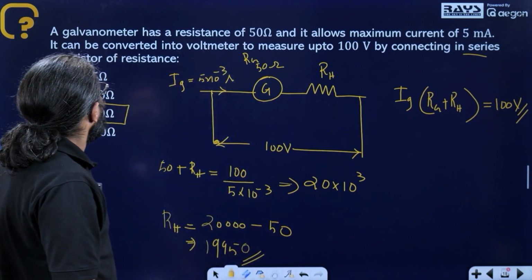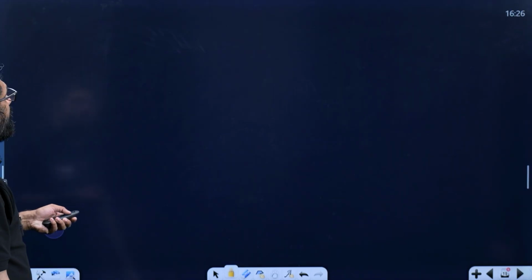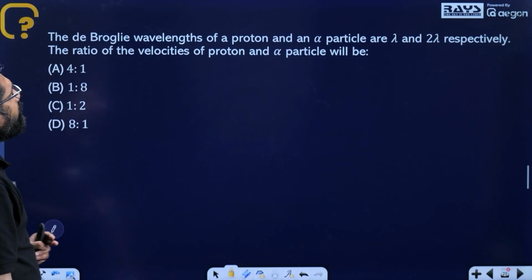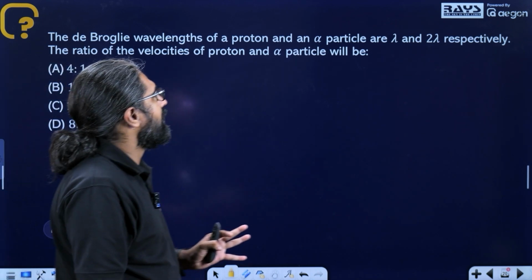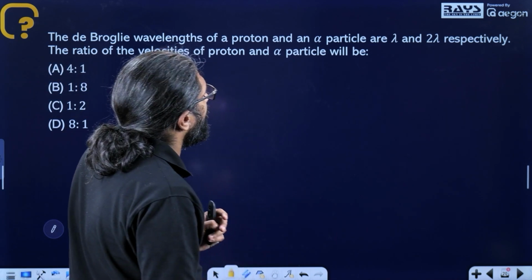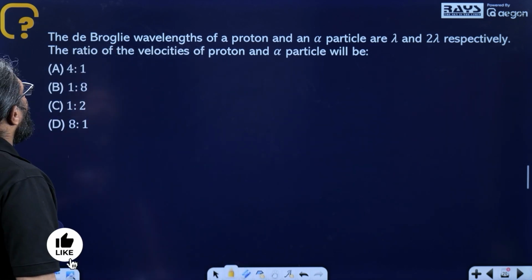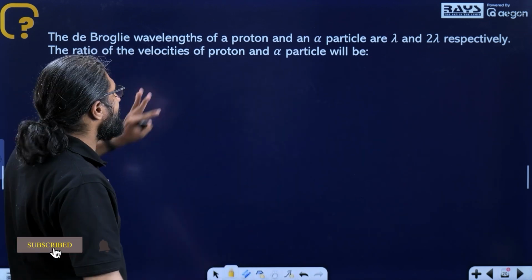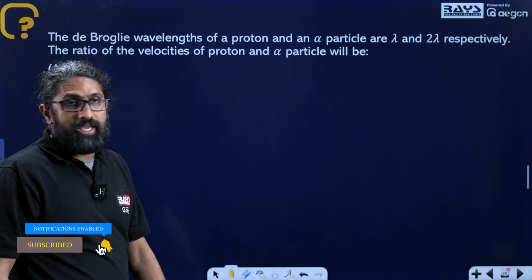Alright? Now, we will go to the next question. The de Broglie wavelength of a proton and an alpha particle are lambda and 2 lambda respectively. The ratio of the velocities of proton and alpha particle will be. It's a very simple problem based on de Broglie wavelength.